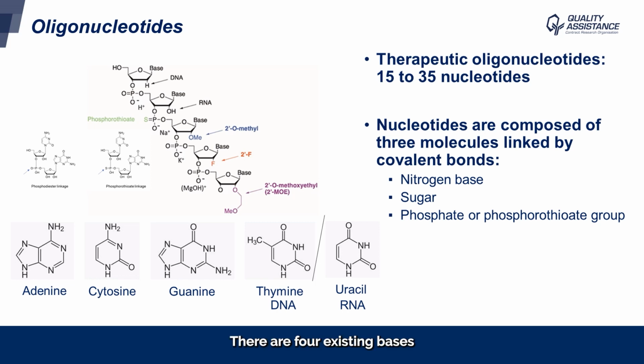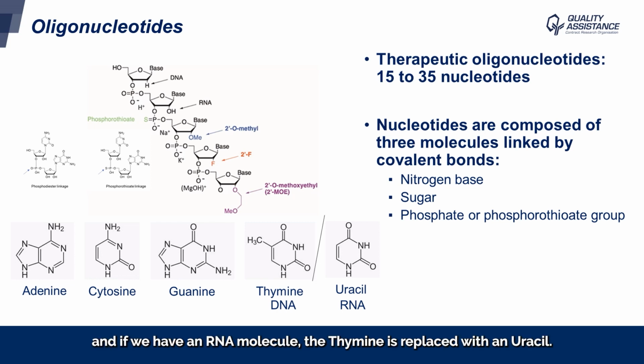There are 4 existing bases which are presented here at the bottom of the slide. So there is adenine, cytosine, guanine, and thymine. And if we have an RNA molecule, the thymine is replaced with an uracil.